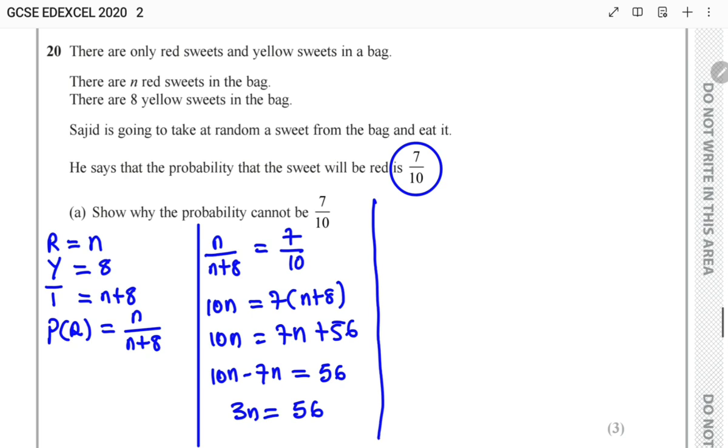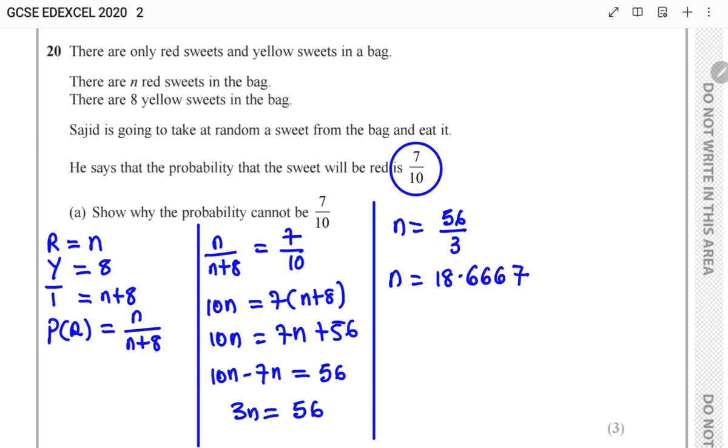Now, this is a very interesting part. Do you know that n should be 56 divided by 3? And this is going to be 18.6667. It's actually a recurring decimal number. Now, you cannot have a number of red sweets to be a recurring decimal. It should be a whole number. Because you cannot have that, it means that this particular probability is wrong. That's exactly what you are going to say. Good. So we are done with that, and it's 3 marks. So we are okay. 3 marks in the bag.